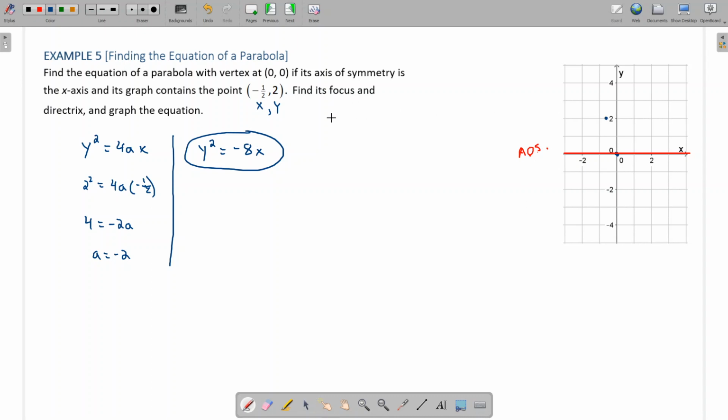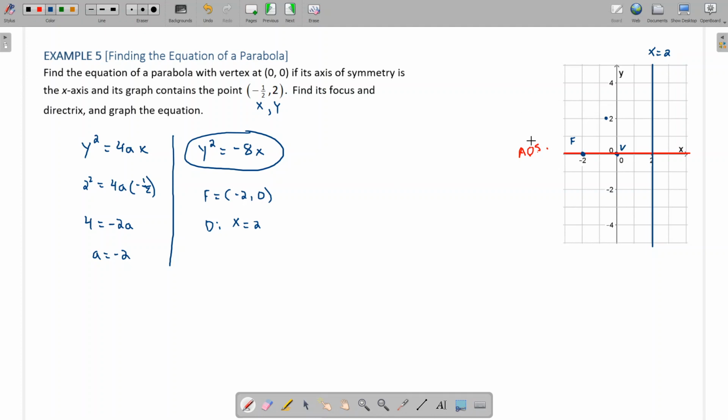Okay, but they asked us to find the focus, so let's do that. If this is the vertex, then we're going to be moving to the left because a is negative here. We would move 2 units. So right there should be our focus. So the focus is the point -2, 0. We want the directrix. The directrix is an equation of a line. It should be the same distance away from the vertex as the focus is. So it's going to be back here. So that equation is x equals 2.